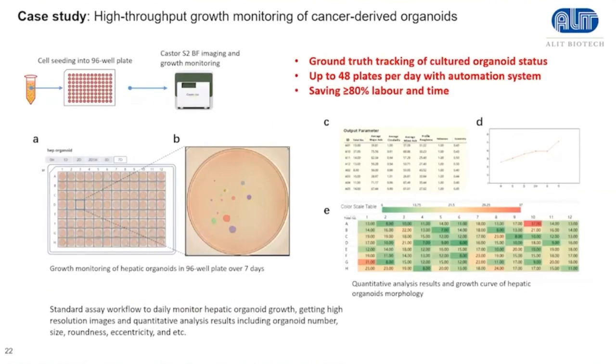Here is an example. Hepatic organoids from the 96 well plate can be continually imaged and analyzed in the software, and the quantitative analyzed data and growth curve of the hepatic organoid morphology are available. Bright field imaging and analysis of each 96 well plate can be completed in 30 minutes. So with automatic orchestration, up to 48 plates per day can be finished.